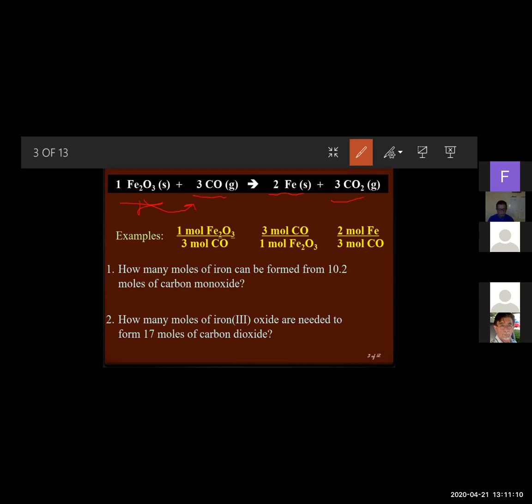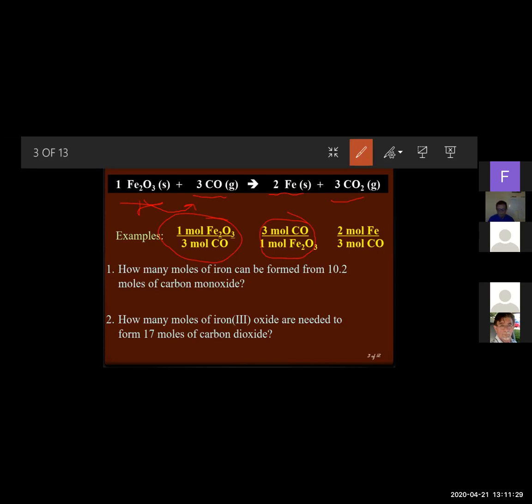And so we can write it as a ratio, like I circled it, with the iron 3 oxide in the numerator and carbon monoxide in the bottom. Or we can invert it, depending on what we're looking for.